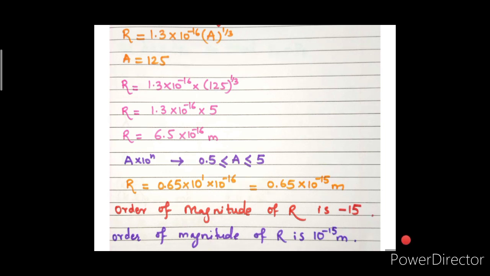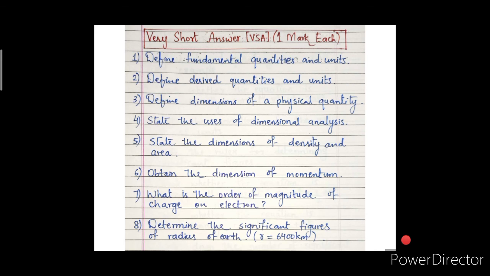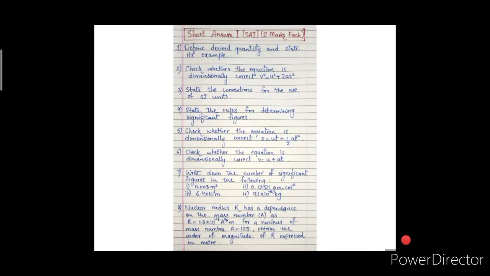So, here we have discussed very short answer type questions, VSA, for 1 mark each, as well as short answer type questions, that is SA1, for 2 marks each. The question bank with its solution for chapter 1, units and measurements, will continue next time in the next lecture. Thank you.